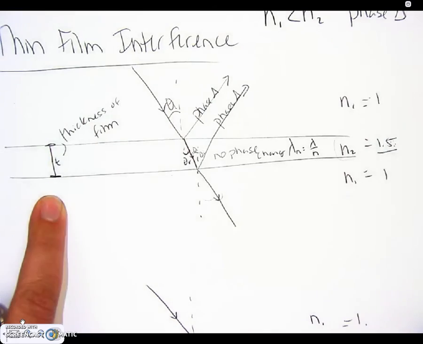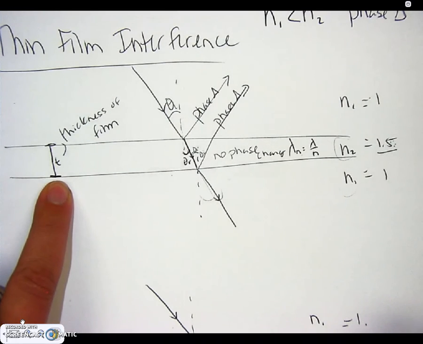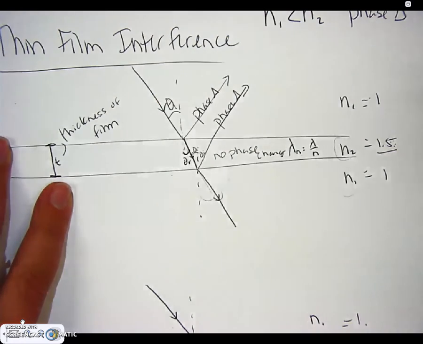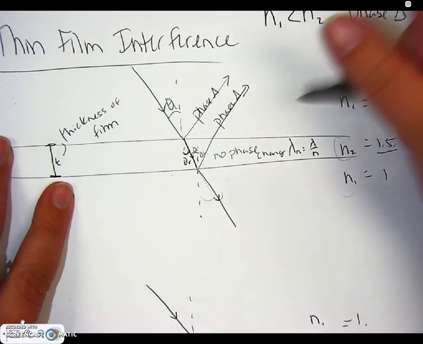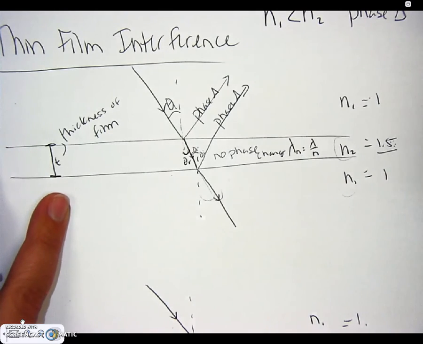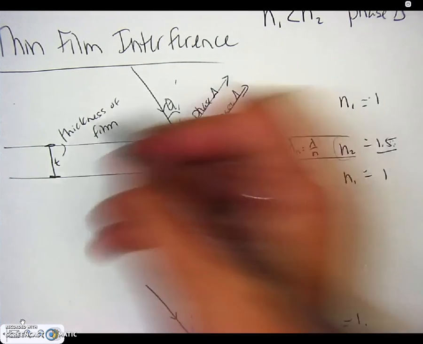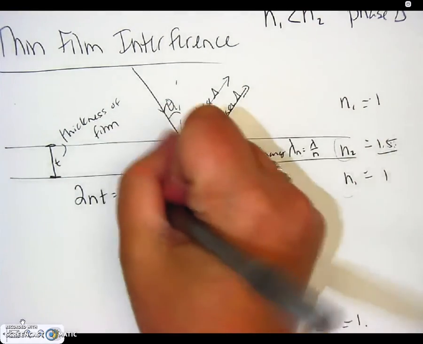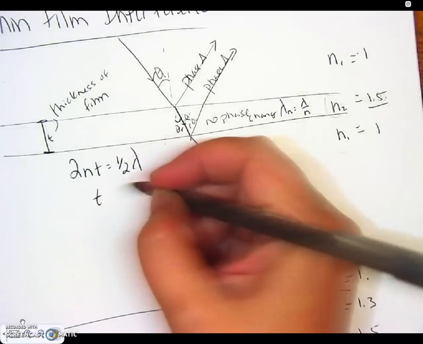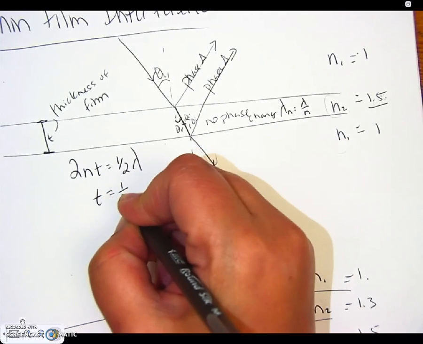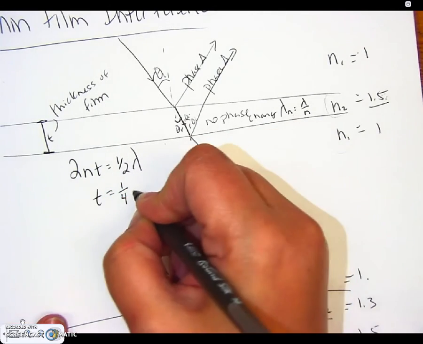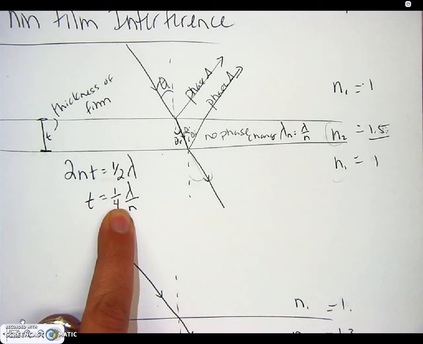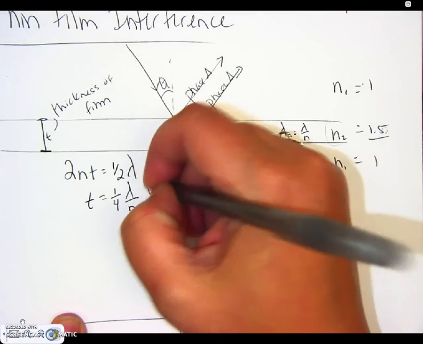So the thickness of the film has to relate to the wavelength by being 1/4, so it can go down and back up and have traveled 1/2 of a wavelength further than the other one. Right? So for this, when you have a phase change and no phase change, we say 2nt is equal to 1/2 of the wavelength, right? So this really just means the thickness of the film is 1/4 of the wavelength in the new medium, because I'm just dividing by this 2 over here. So these two equations are the same.